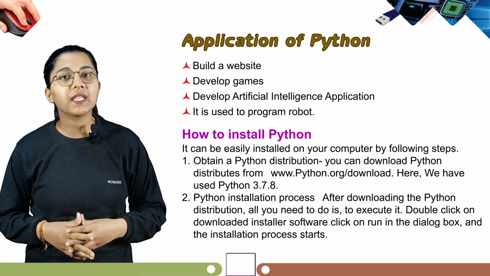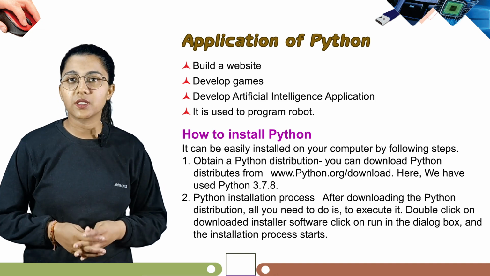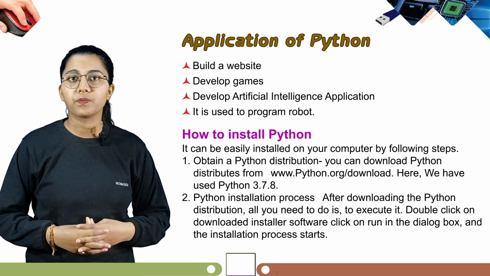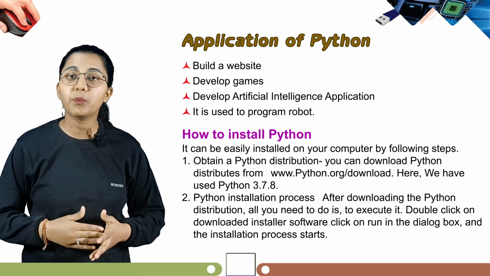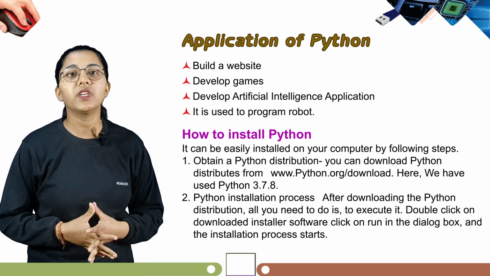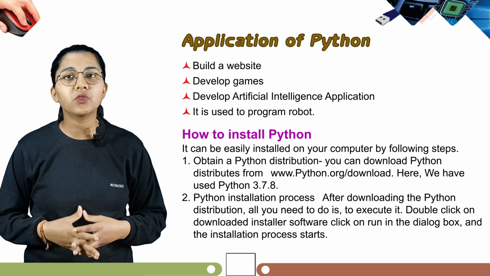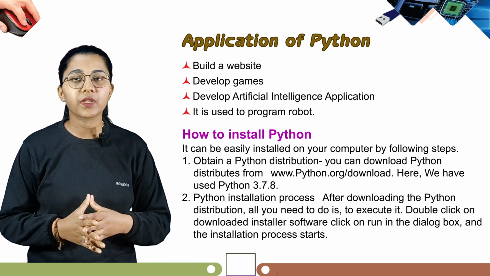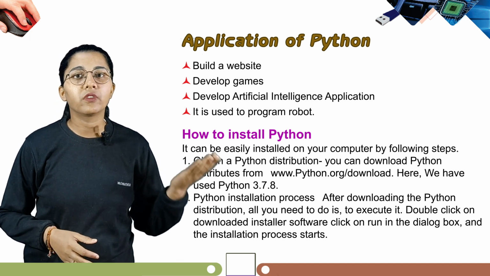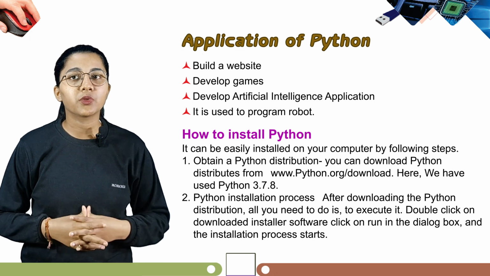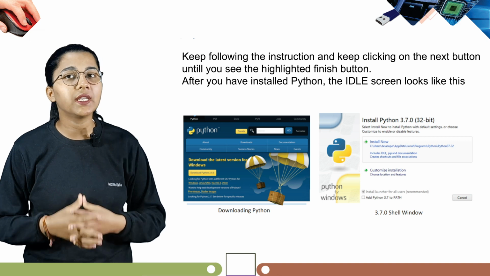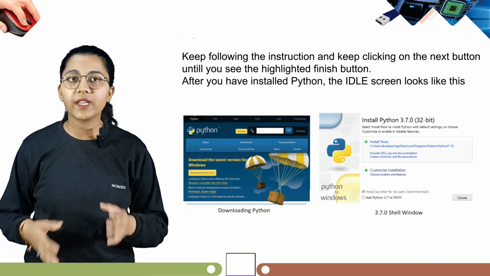First, obtain a Python distribution. You can download Python distributions from www.python.org/download. Here we have used Python 3.7.8. Second, the Python installation process. After downloading the Python distribution, all you need to do is to execute it. Double click on the downloaded installer software, click on run in the dialog box and the installation process starts. Now keep following the instructions and keep clicking on the next button until you see the highlighted finish button.